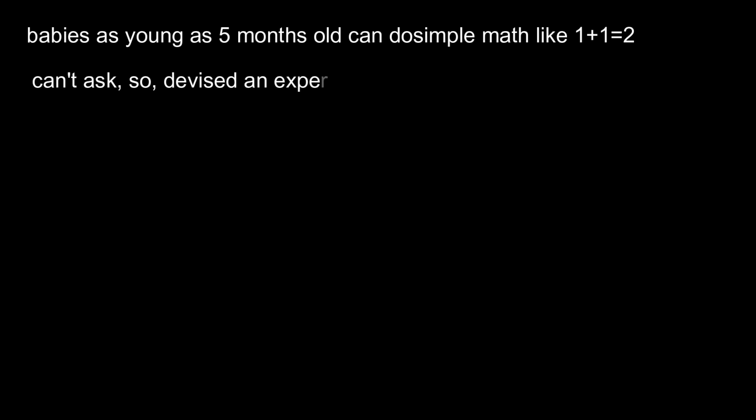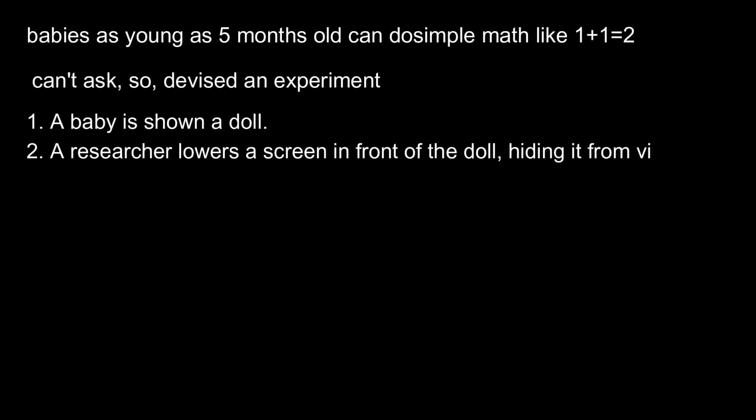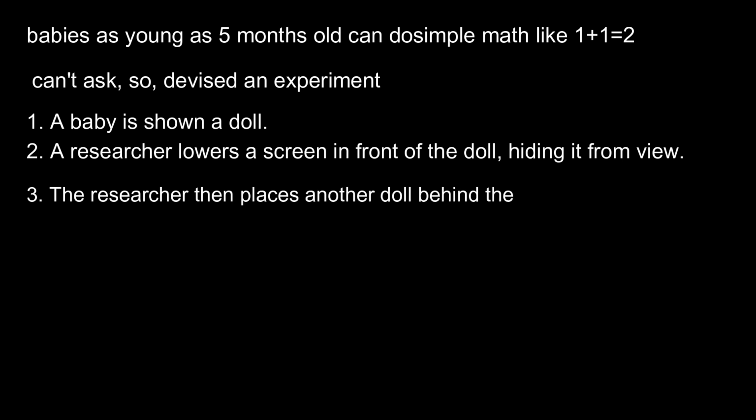So they devised an experiment where a baby is shown a doll on a table. Okay, so the baby looks at the doll. Then the researcher lowers a screen in front of the doll. So now the doll's hidden behind the screen. But the baby's already seen the doll and so knows it's there. Well, then the researcher takes a second doll and very obviously places it behind the screen with the first one. Okay, so now you have 2 dolls behind the screen, right?